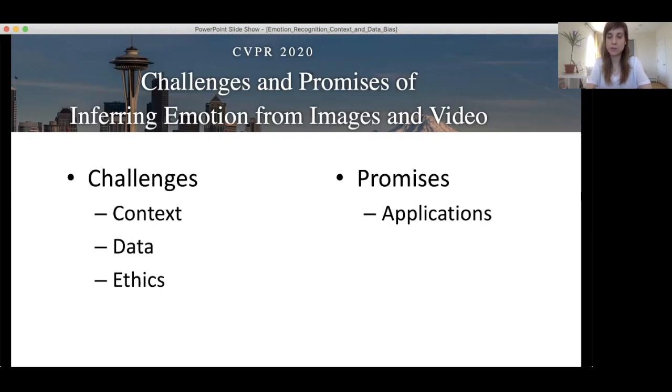And then in terms of promises, I would highlight the multiple applications that emotion recognition systems have. We have seen applications in health, in education as well, and in user experience. So my feeling is that the more robust these systems are, the more they are going to be used in these areas. I think this is promising and this is exciting. And that's it. Thanks for listening.